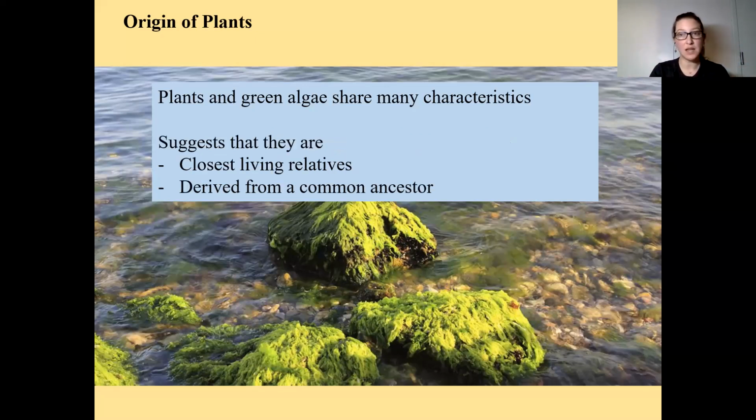Because of these things and because of things like genetic analysis and the fossil record and other reasons, we come to the conclusion that green algae and plants are the closest living relatives of each other, right? So plants on land and green algae are closest living relatives, and they both are derived from a common ancestor.